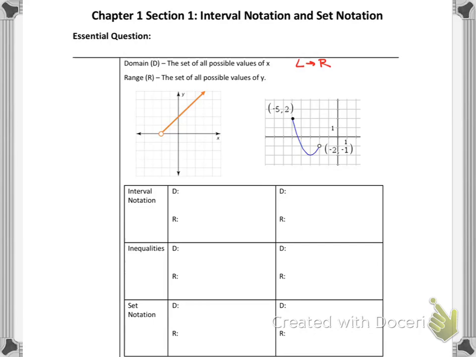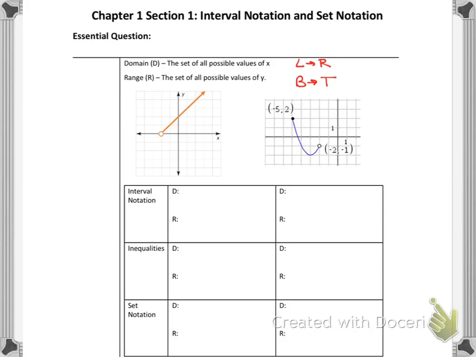For y, so for range, we're talking about the set of all possible values of y. Y values go from bottom to top. It's super, super important when you're writing something in interval notation that you do it in the correct order, because if for some reason you were to write it from right to left, you'd get the entire thing wrong. Okay, so don't do that.